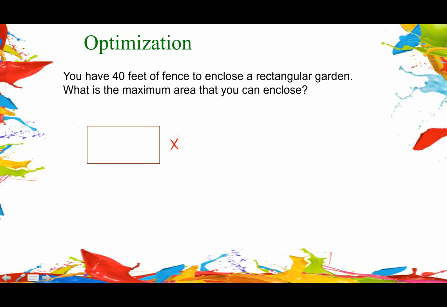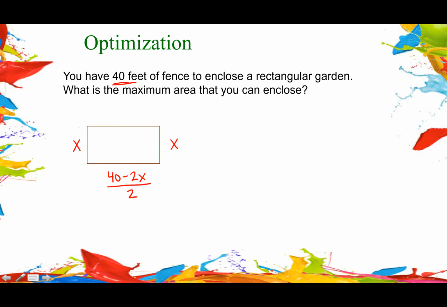So I have this rectangle right here, and I know that if I make this an x, then I have to make this x, okay? Well then, I know that this side, since I only have 40 feet of fencing, is going to be 40 minus 2x, because this is an x and that's an x. But I'm going to have to split that between this side right here and this side right here. So I have to divide that by 2.